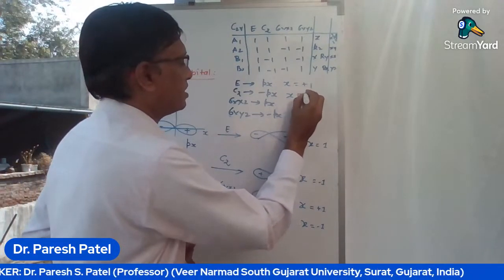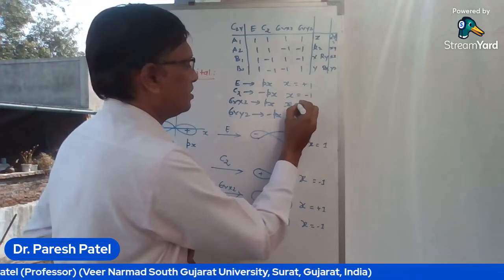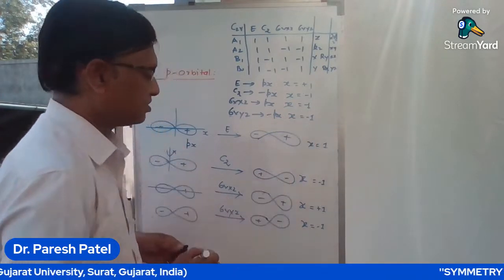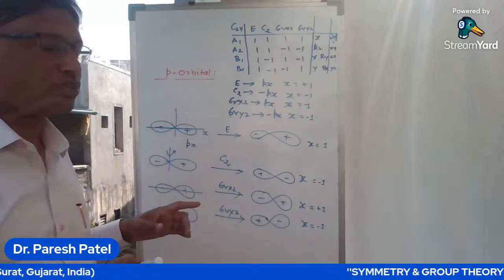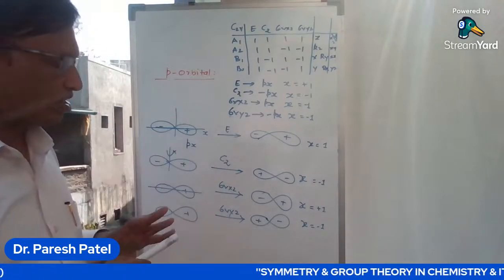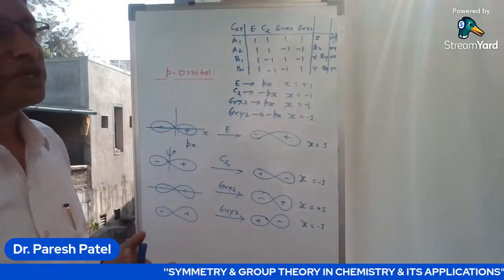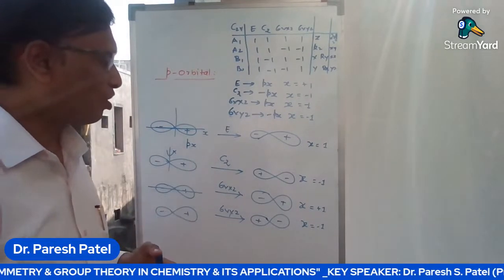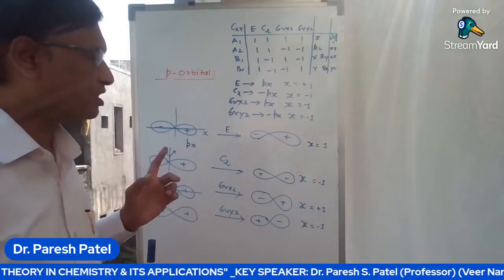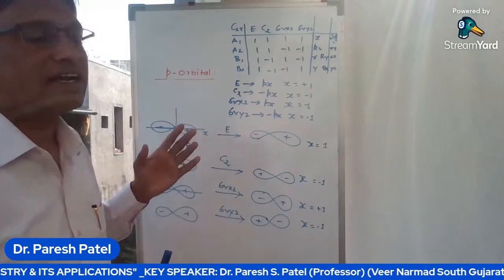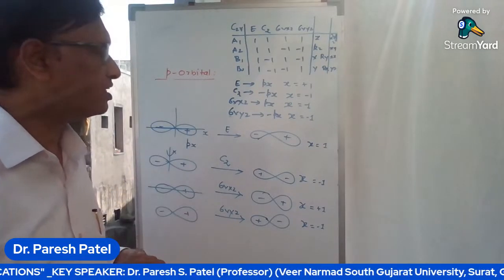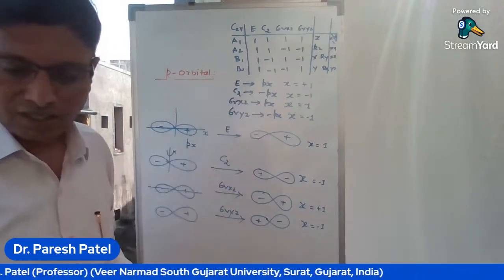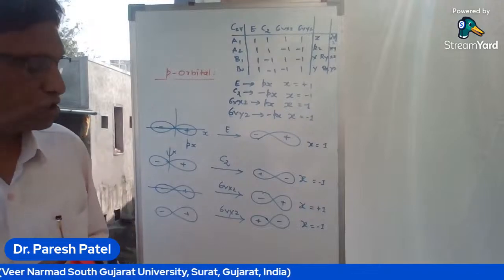Here the character can be assigned as minus 1, plus 1, minus 1. So either we have to go for the different symmetry operations on the spherical, dumbbell shape of the p orbital, maybe on px, py, or pz, or we can directly put the value theta equal to 180 in case of the rotation as well as in reflection to get the character as a reducible representation.